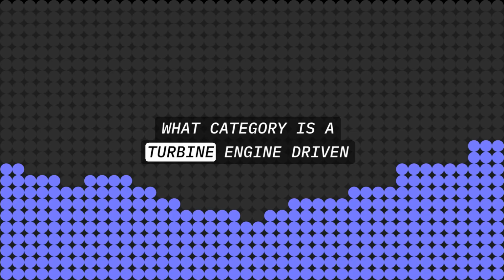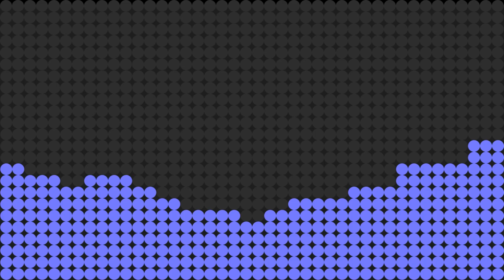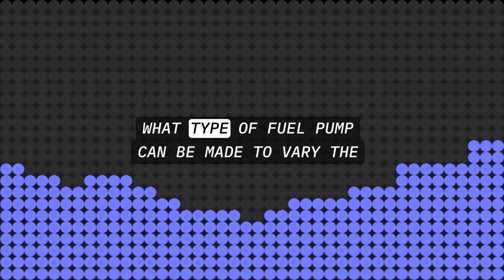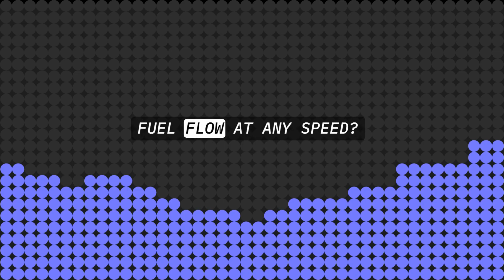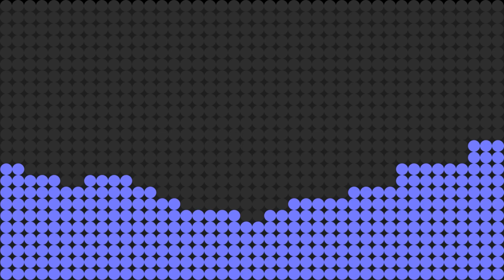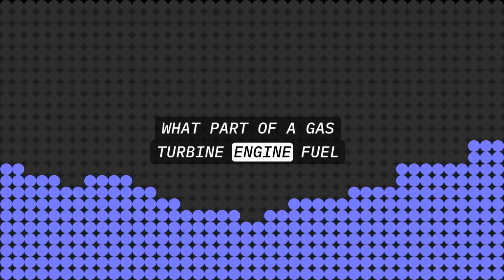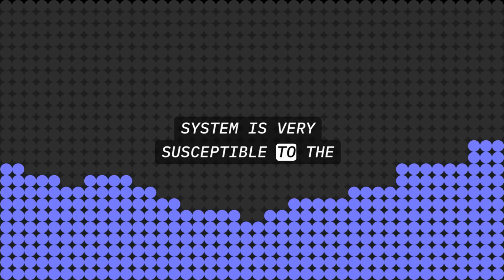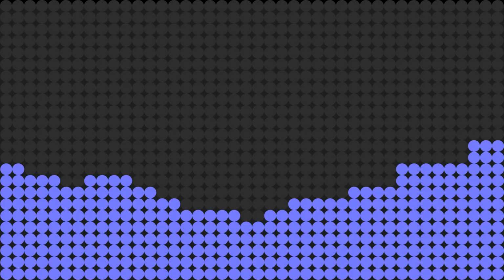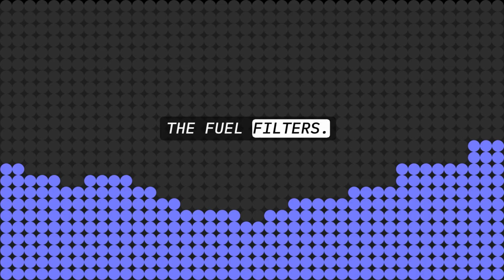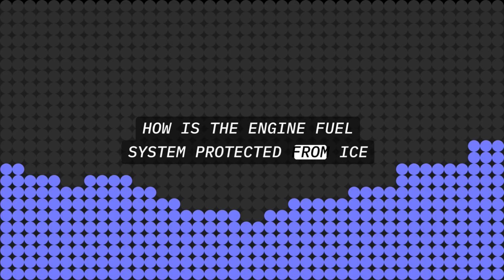What category is a turbine engine driven gear type pump? Constant displacement. What type of fuel pump can be made to vary the fuel flow at any speed? A variable displacement pump. What part of a gas turbine engine fuel system is very susceptible to the formation of ice? The fuel filters. How is the engine fuel system protected from ice formation?